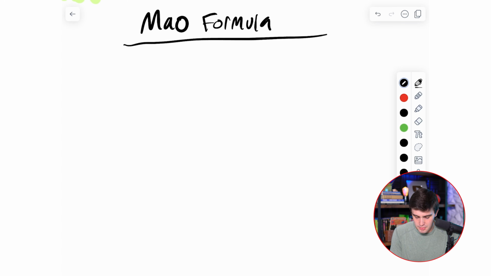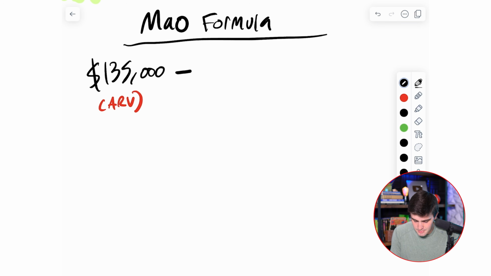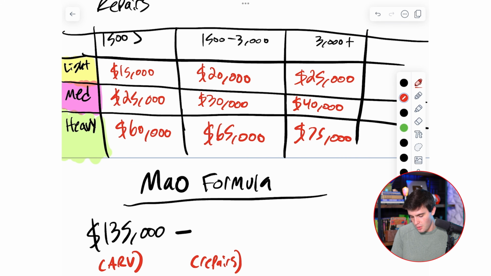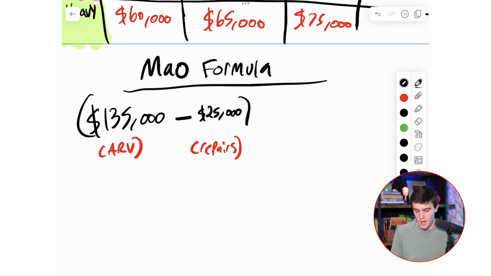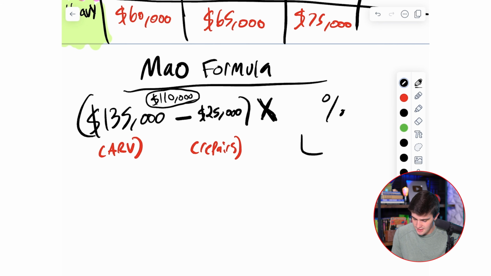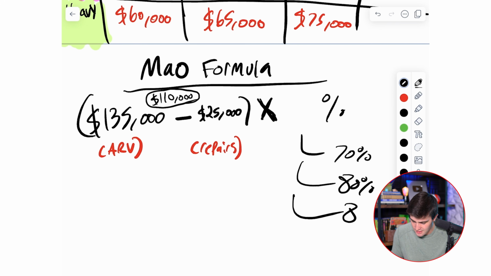So if I know my property's ARV is $135,000, I'm gonna minus the repairs, which, let's say we have 1,000 square feet and it's medium, we're gonna use 25,000. That is gonna be $110,000. And what we do here is we multiply it by our cash buyer multiplier. What I mean by that is it's basically a percentage off the value of the home. And so this basically means that the percent can either be 70%, 80%, heck, even up to 83% here.